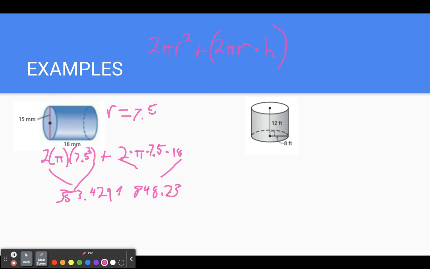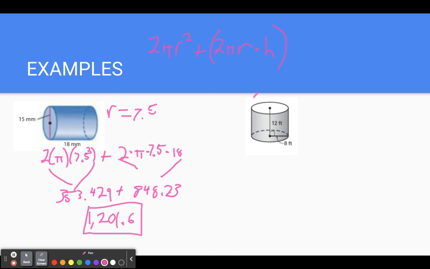848.23. And then if we add those two together, plus 353.429, that ends up giving us 1,201 point, and we will round it to 0.6. All right, so that is the surface area of that cylinder.